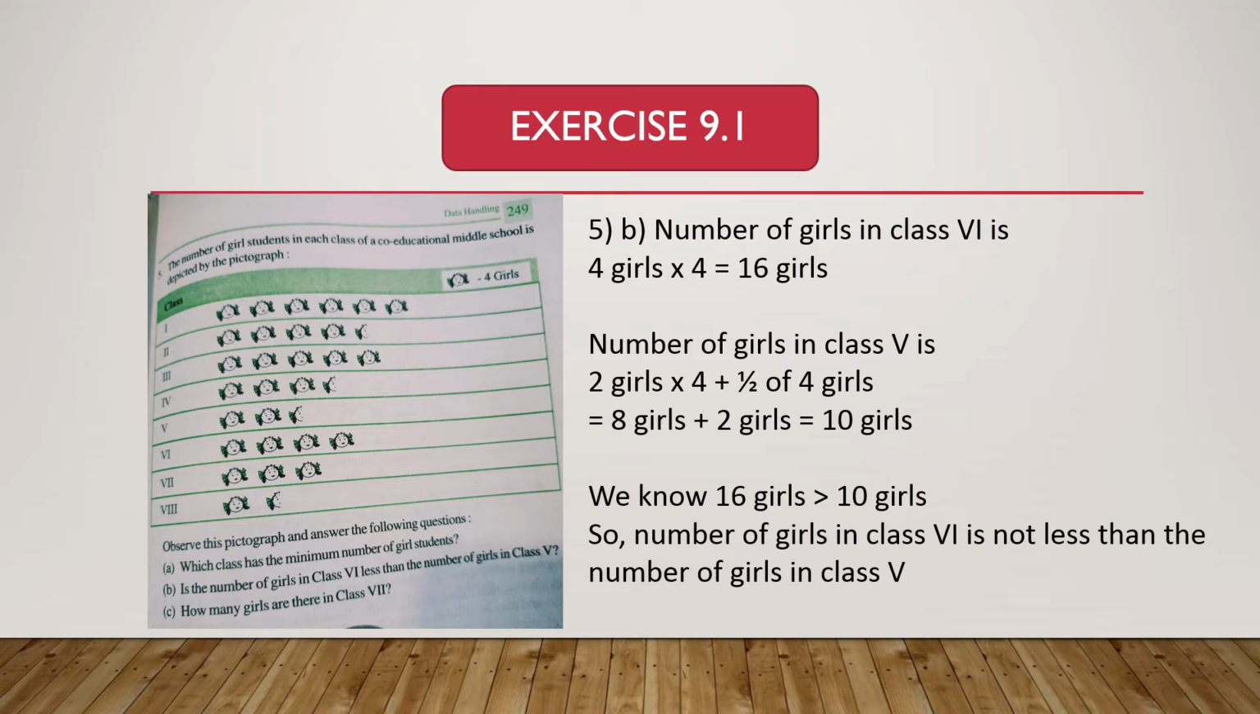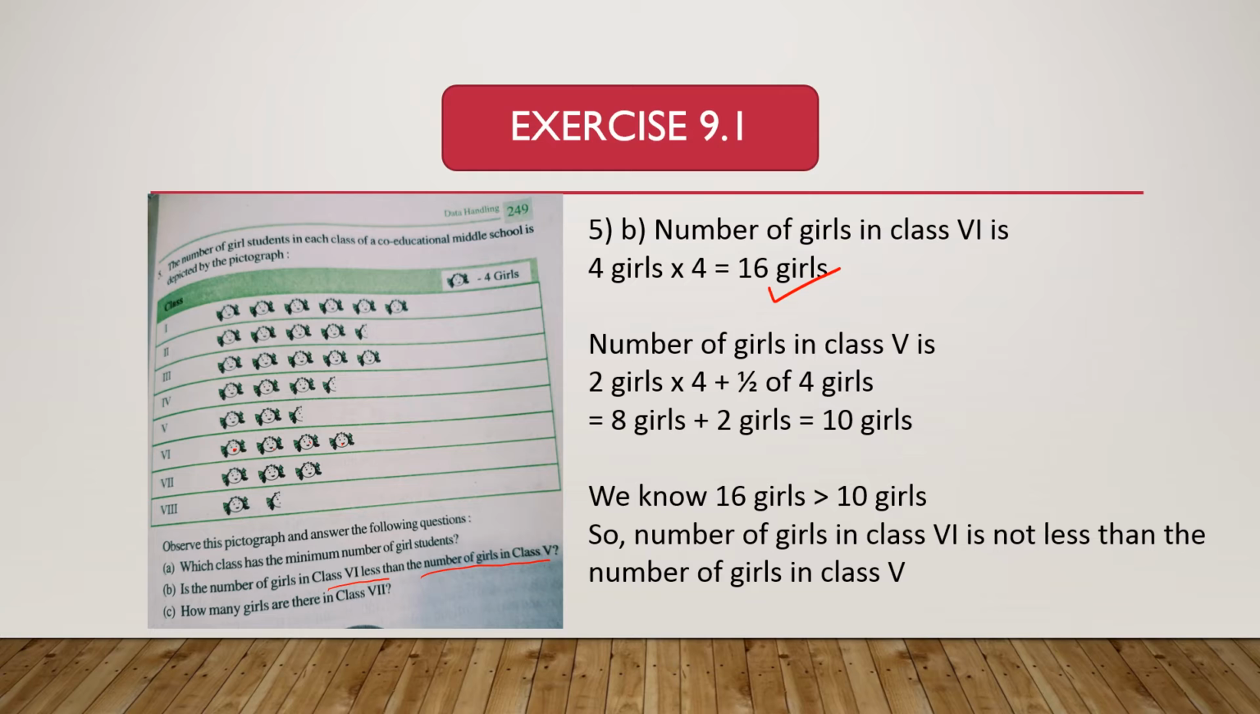Now we solve the second part. Part B: is the number of girls in class 6 less than the number of girls in class 5? First we have to find the number of girls in class 6. In class 6 there are 1, 2, 3, 4 pictograph symbols, and 1 symbol is 4 girls. So 4 multiplied by 4 is 16 girls.